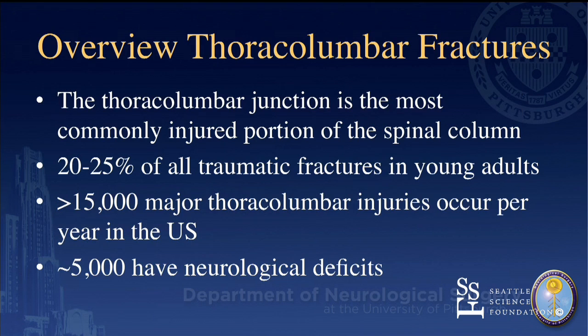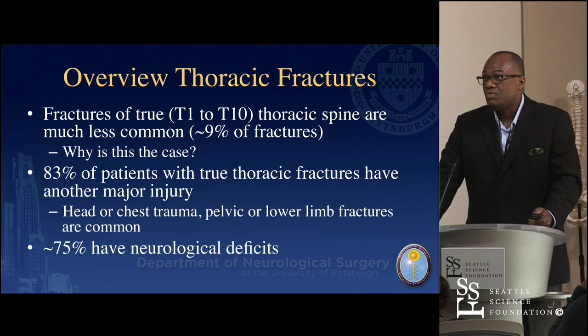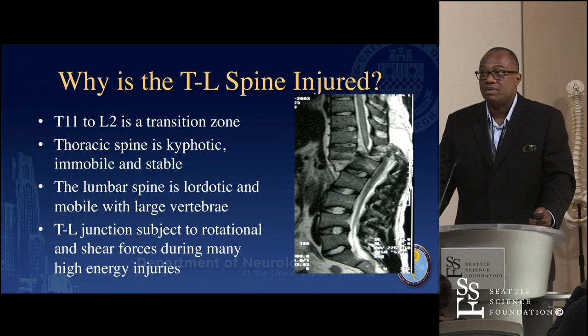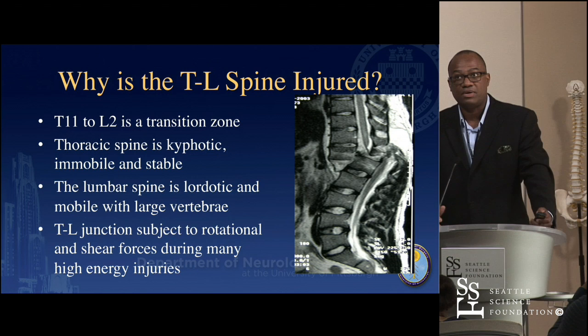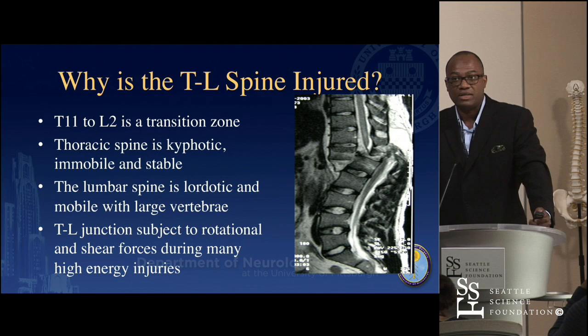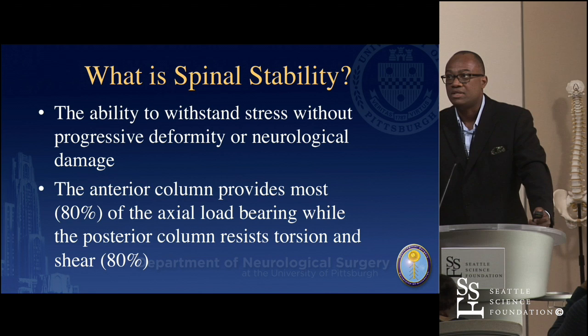And literally, this is the junction that is most injured in the spinal column. It's about 5,000 neurological deficits per year, but there are about 20 to 25 percent of all traumatic fractures in young adults. And the fractures of the T1 to T10 are much less common. But if you look at the thoracolumbar spine, it's the most injured because of the transition zone from the kyphotic thoracic region to the lordotic lumbar spine. And so there's a lot of rotational and shear forces during high energy.